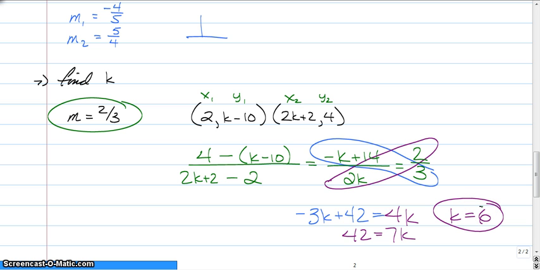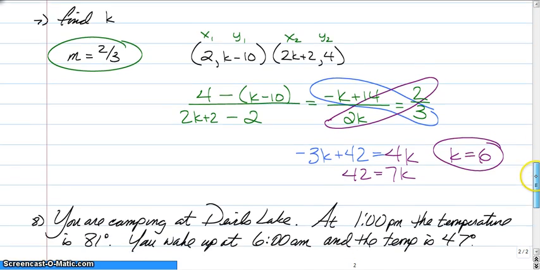Okay, so that's a little bit of a tricky problem. Just remember, you have to simplify your slope formula using the 2 points with the k's, and then after you simplify it, you set it equal to the given slope of 2/3, cross multiply and solve, just some algebra.